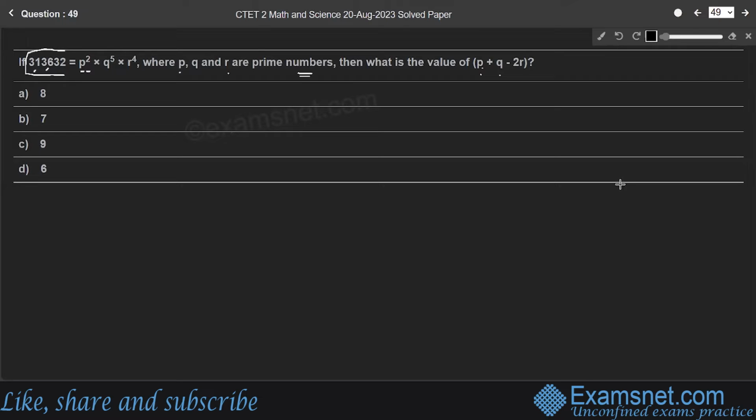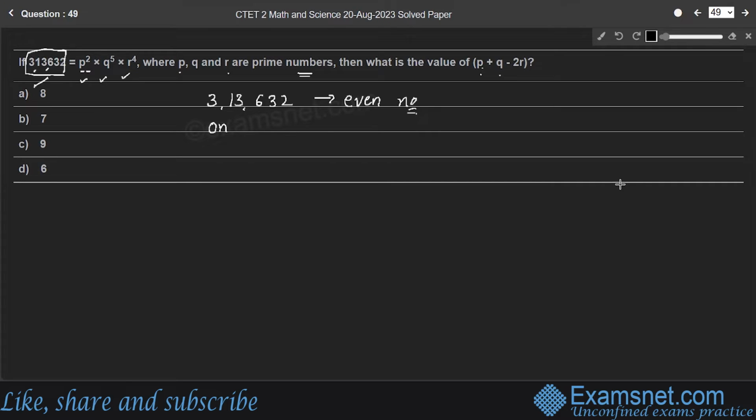3,13,632 is an even number. That means it is multiplied by 2 or more even numbers, right? So if you consider p square, q raised to 5 and r raised to 4 as the factors, at least one of the factors must be an even number, then only you will get the product as an even number. Therefore, since 3,13,632 is an even number, either p or q or r, one of the factors must be an even number.